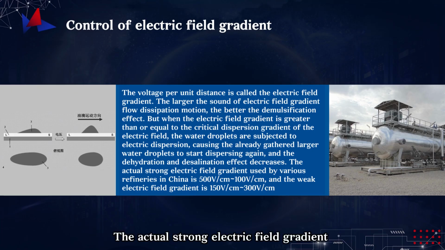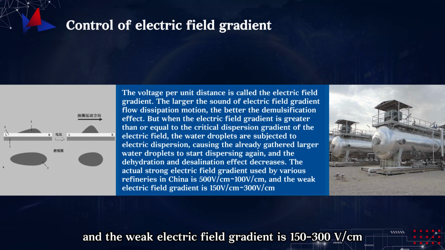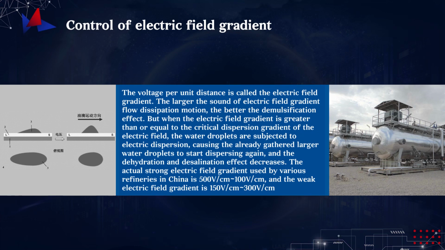The actual strong electric field gradient used in various refineries in China is 100 to 500 volts per centimeter, and the weak electric field gradient is 150 to 300 volts per centimeter.